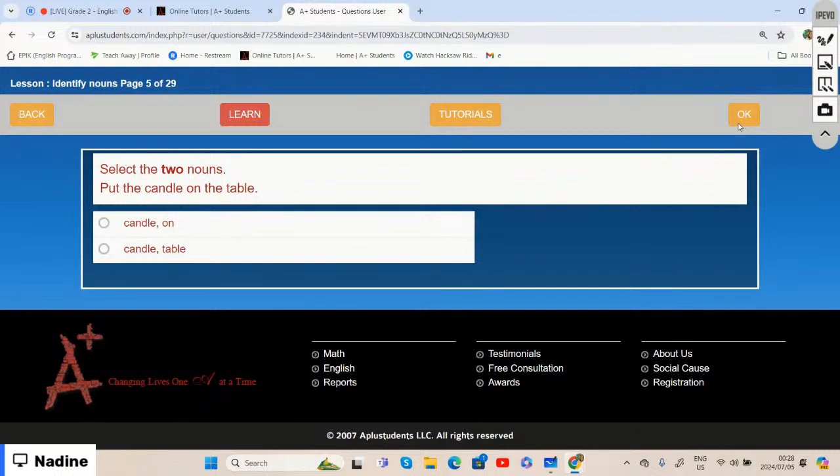All right, so we need to select two nouns once again. Put the candle on the table. So put the candle on the table. We need to select two nouns. Is it candle and on, or candle and table?